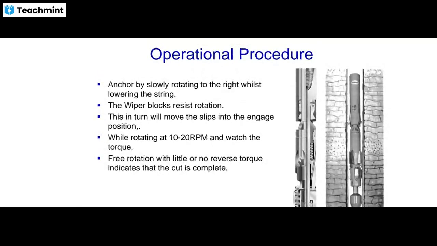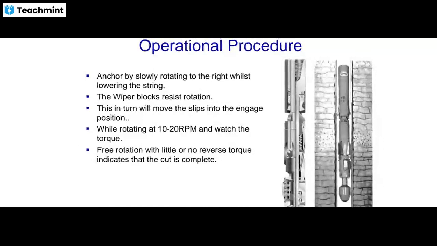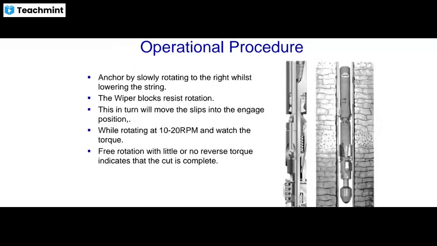Then operational procedure. Anchor by slowly rotating to the right while lowering the string. The wiper blocks resist rotation. This in turn will move the slips into the engaged position while rotating at 10 to 20 rpm, and watch the torque. Free rotation with little or no reverse torque indicates that the cut is complete.